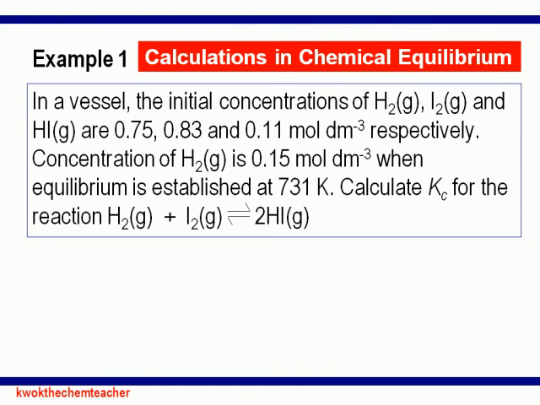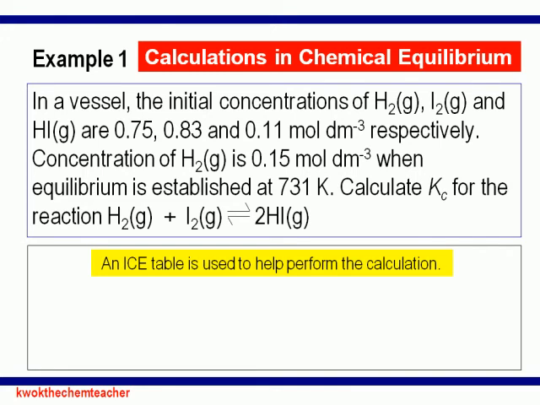The first example we'll be using the ICE table for will be to help us with the calculation in chemical equilibrium. The question is as follows. In a vessel, the initial concentrations of hydrogen gas, iodine gas, and hydrogen iodide are 0.75, 0.83, and 0.11 mole per dm cube respectively. The concentration of hydrogen gas is 0.15 mole per dm cube when the equilibrium is established at 731 Kelvin. Calculate the Kc for the reaction of hydrogen plus iodine to give us hydrogen iodide. This reaction is an equilibrium.